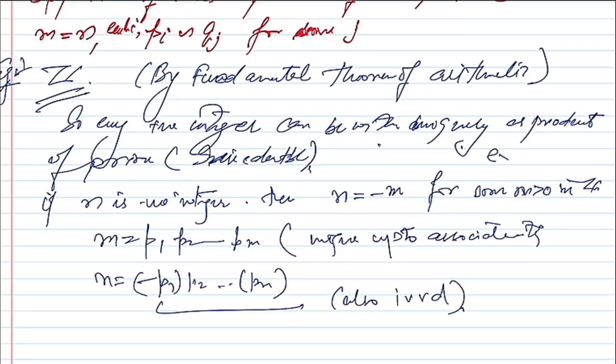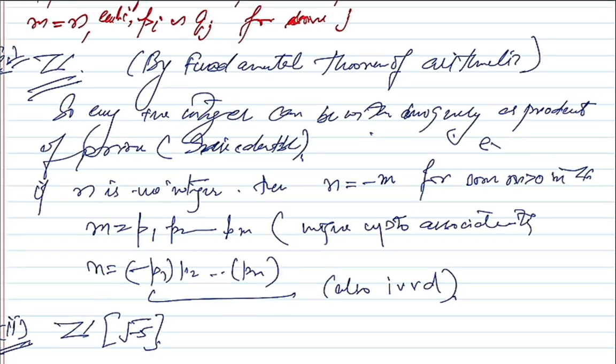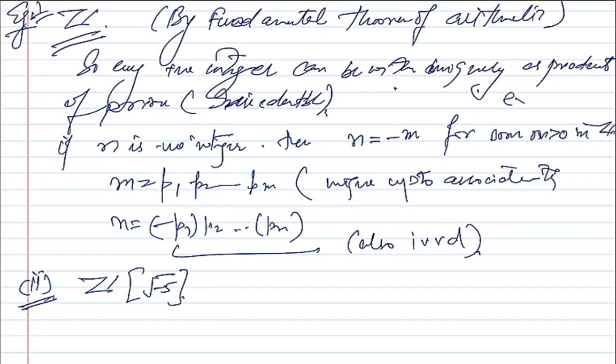Second example, Z with square root minus 5. Now this example has been in our course many times. But this will not work here. It is not a unique factorization domain. It is not a UFD. Okay.